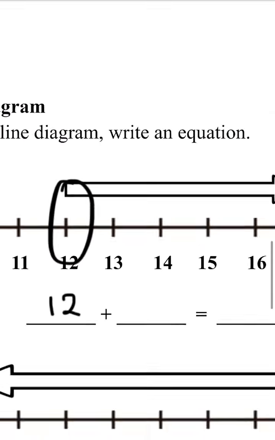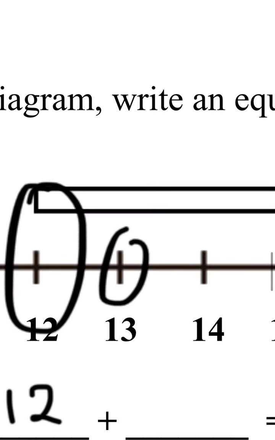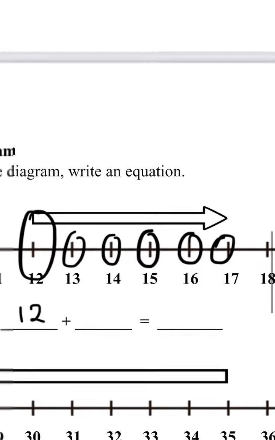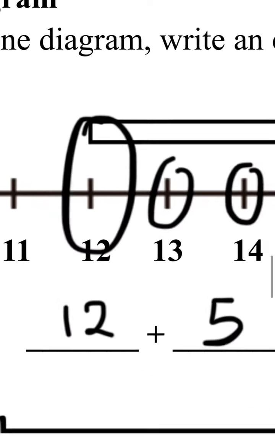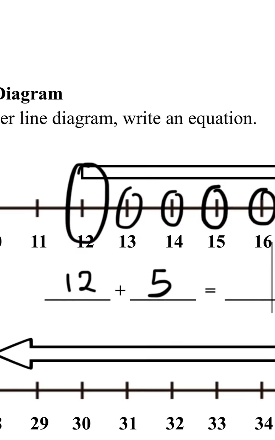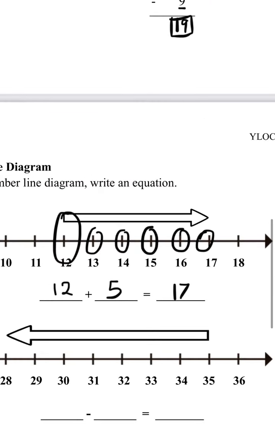So now we need to count other points. 1, 2, 3, 4, and 5. So since there were 5 other points, besides the first one, we need to add 5 more to 12. So 12 plus 5 is 17. So 17 is the answer for number 1.